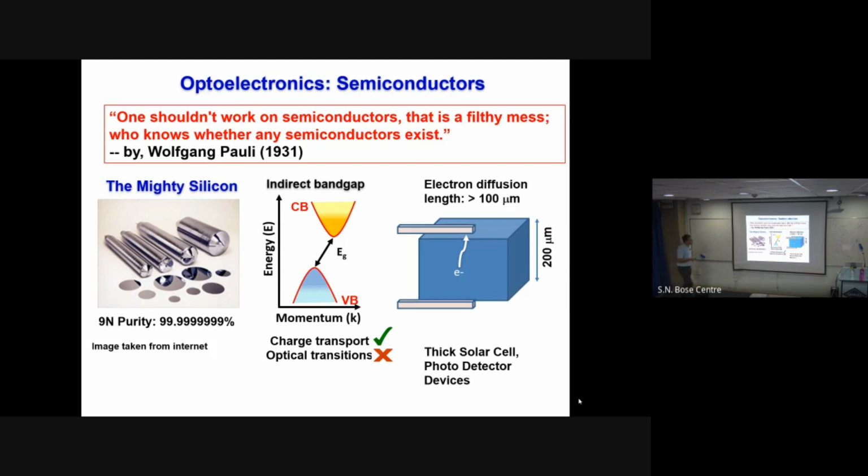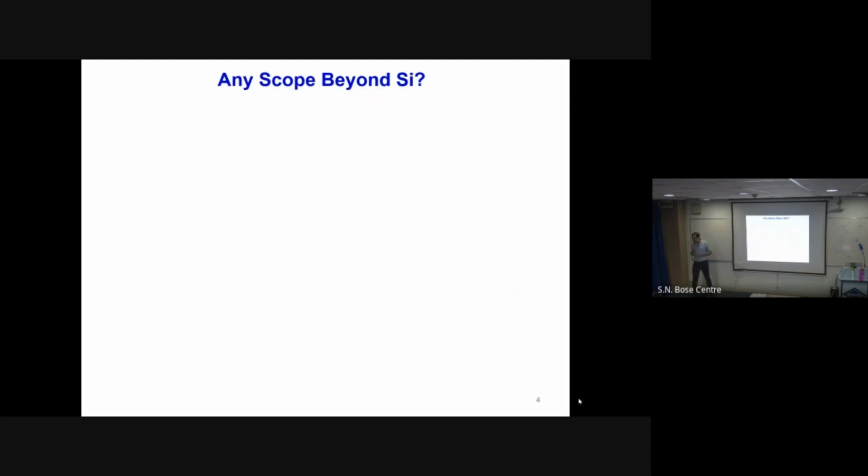Just to give you an idea, a typical other good semiconductor will have a diffusion length of about 1 micrometer, 2 micrometers. The roughly 100 times better diffusion length of silicon makes the difference. Now, when we have this, silicon is doing extraordinarily, everything is fine. Do we have any scope beyond silicon?